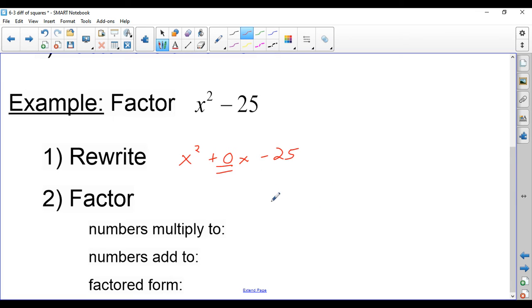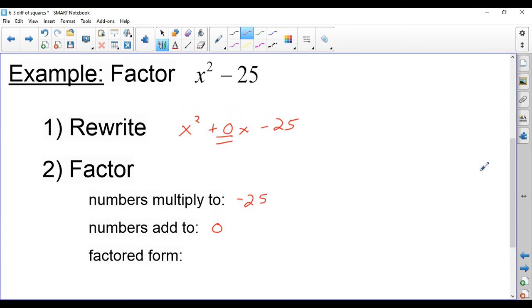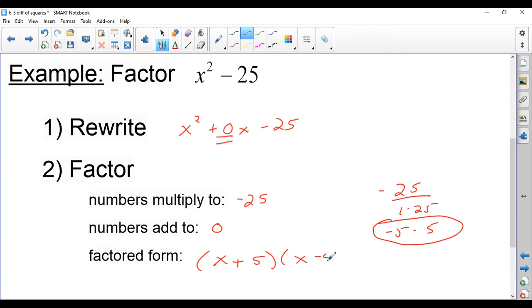I need to put this placeholder in here because my numbers are going to multiply to negative 25 and add up to 0. Now, if we want two numbers to add to 0, that means they're going to cancel out with each other. So I want the factors of negative 25 that will cancel out with each other. If I have a negative 5 and a positive 5, they will cancel out. I have x plus 5 and x minus 5.